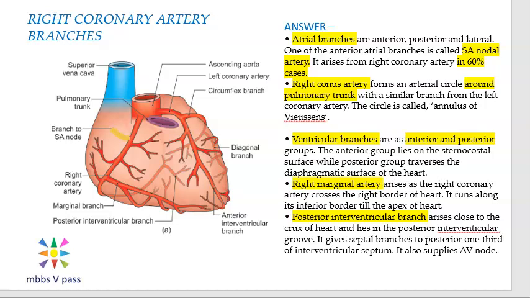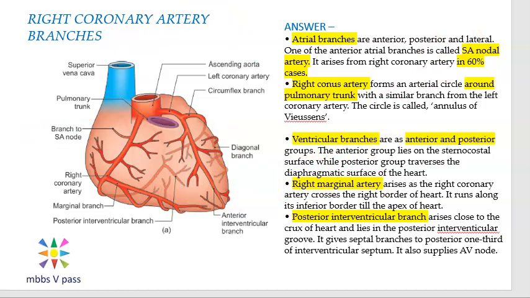This is an important branch to remember, the SA node artery, the branch to the SA node. Very important to note: in 60% of human beings, the right coronary artery supplies the SA node. Branch to SA node. You can see here that in 60% of people, this is from which one? Right coronary artery. Very good.